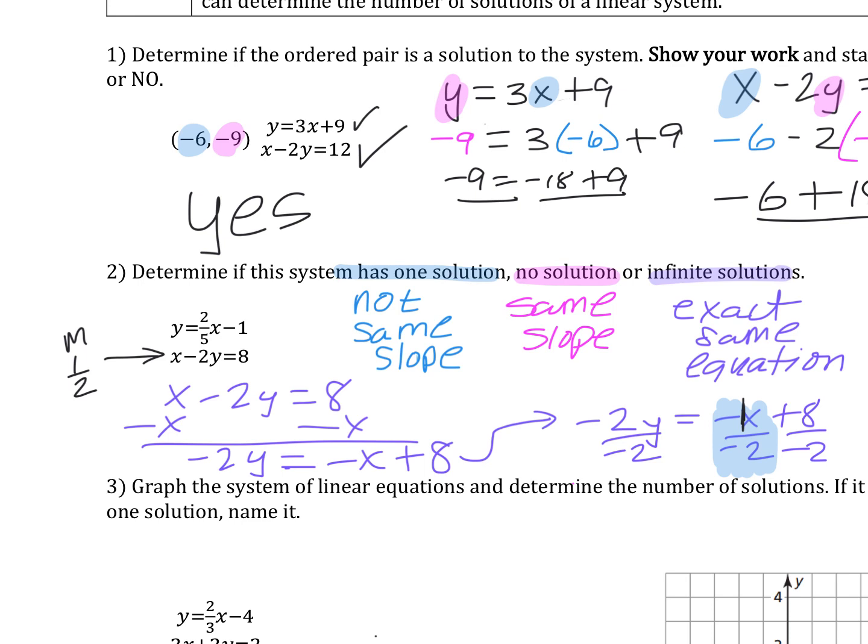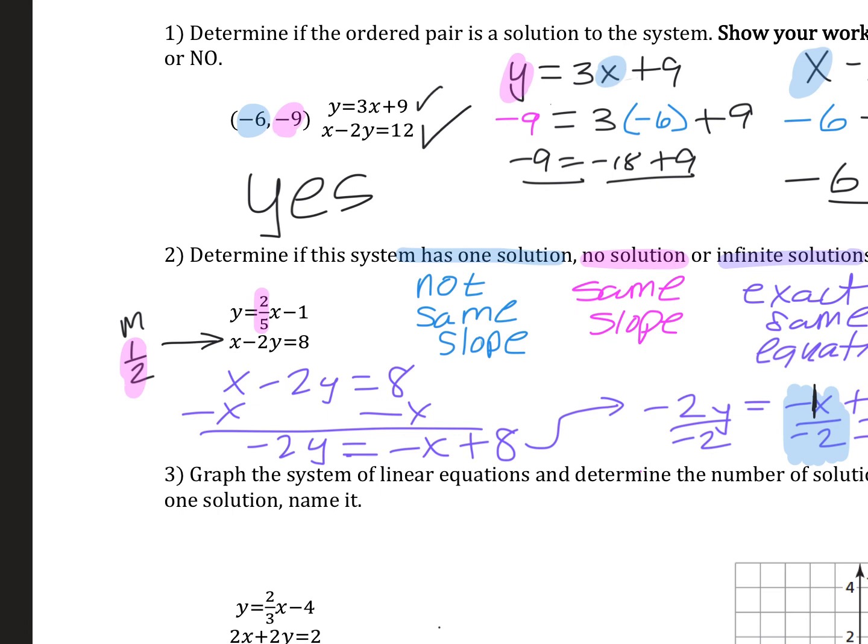So what does that mean? Well, this one has a slope of 1/2. That one has 2/5. That means they are not the same slope, which means that your answer should be that this has one solution.